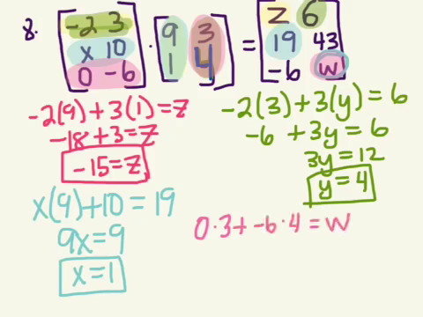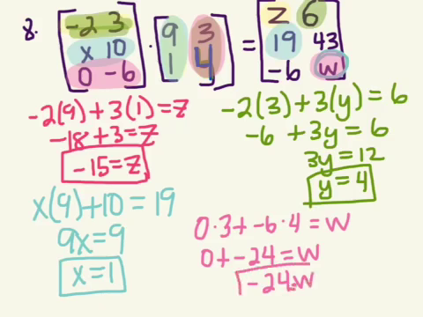Now had we not filled in that y with a 4, we'd have two variables here and we wouldn't have enough information to solve it. But since we solved that y was 4 previously, we can go ahead and use that. So 0 plus -24 is equal to w. So we just get that w is -24.